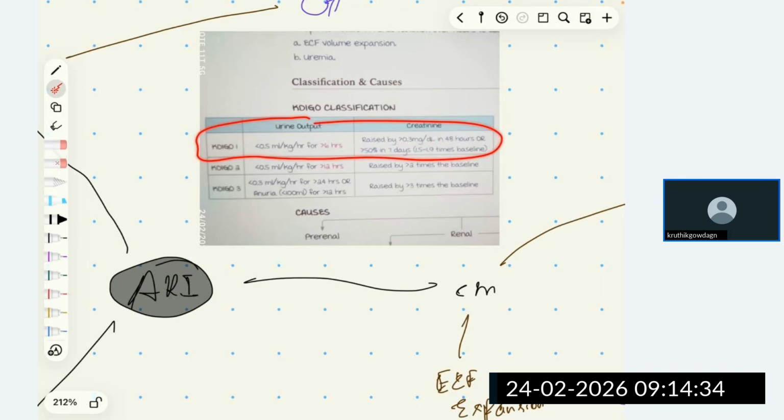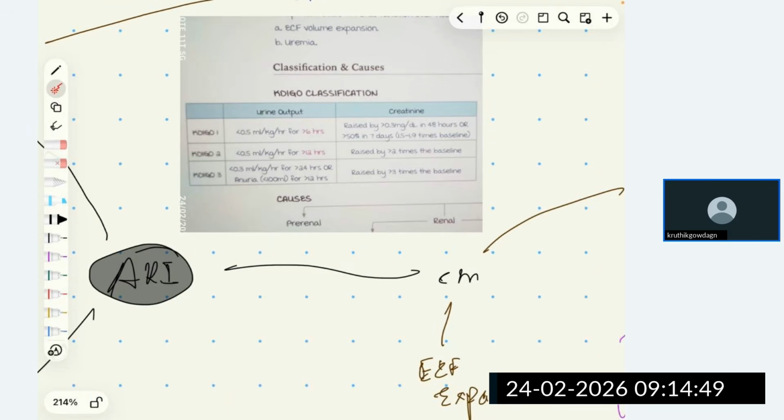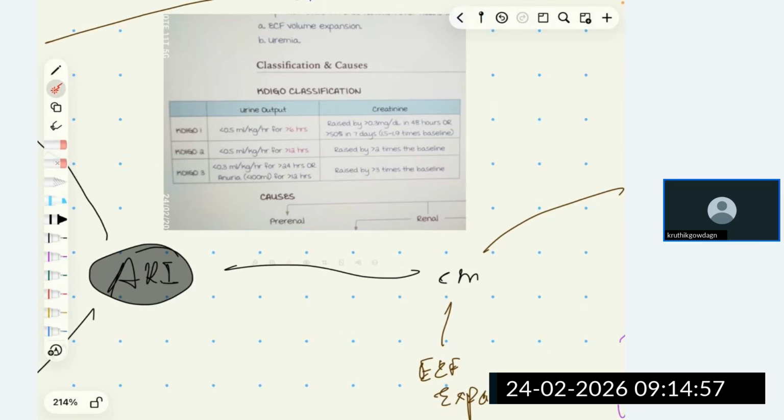The prerequisite is that we should know the patient's creatinine level 2 days before or 7 days before, which is not the usual clinical scenario. The 2 and 3 are simple. We can clinically apply this. Urine output less than 0.5 ml per kg per hour for more than 12 hours, associated with rising creatinine more than 2 times the baseline, is considered as AKI.